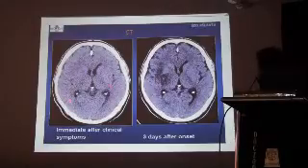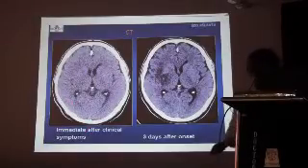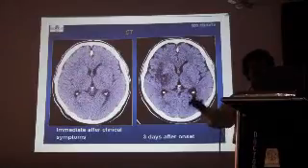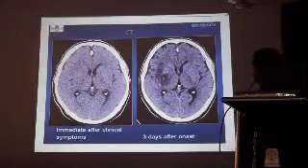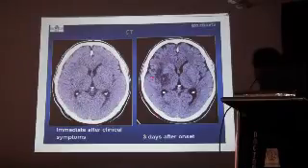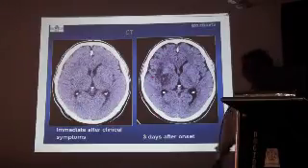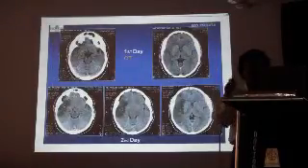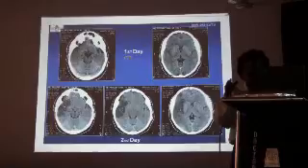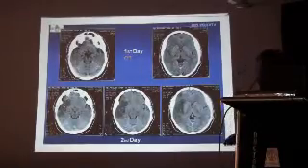Now, this is immediate after clinical onset of ictus. See, it is normal, but I have told you, within 6 hours it may be like this. After 3 days, see, these are the lesions. Anyway, this is the first CT.